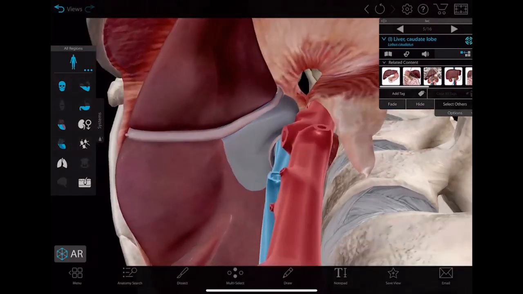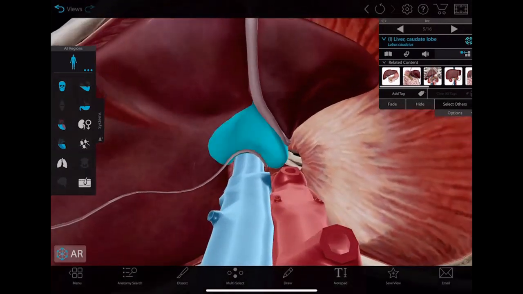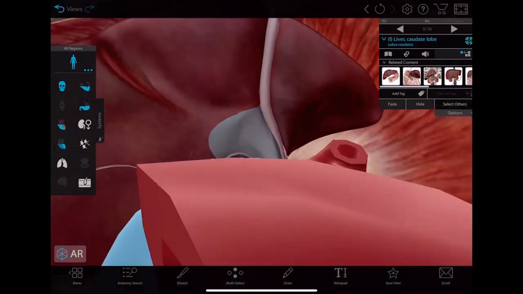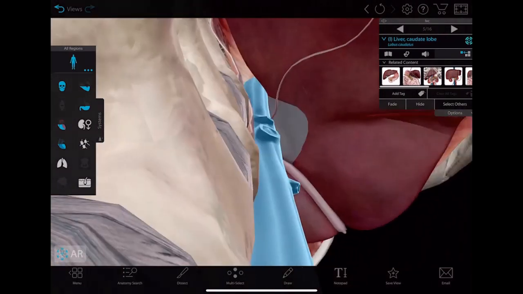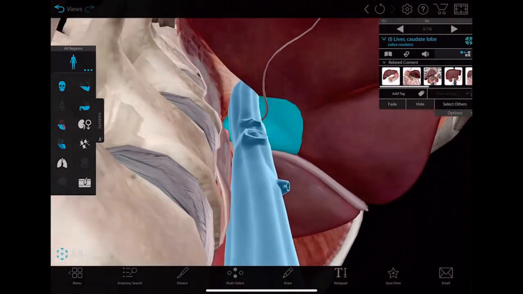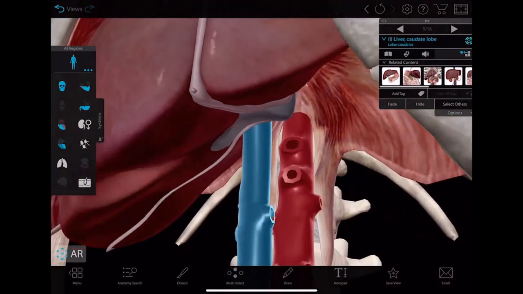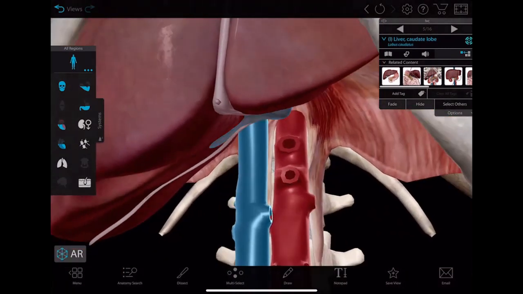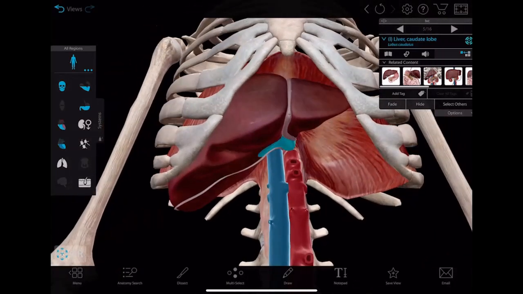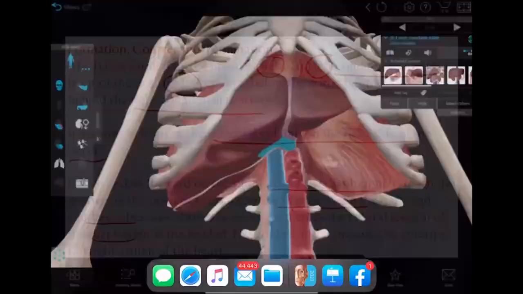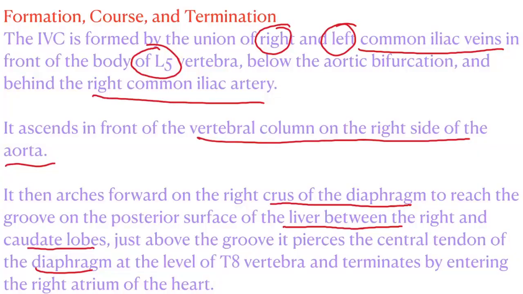So the inferior vena cava is related to the right and left caudate lobes of the liver. You see how it is related. Through that caudate lobe of the liver, it reaches the central tendon of the diaphragm at the level of the T8 vertebra and terminates by entering the right atrium of the heart.